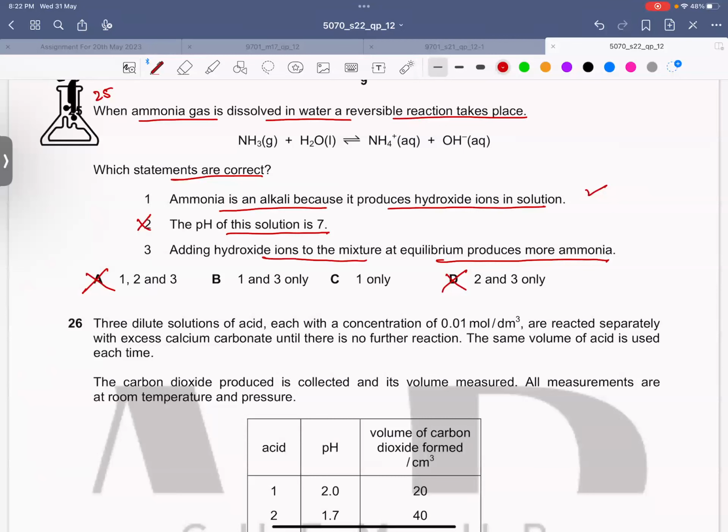Adding hydroxide ions to the mixture at equilibrium produces more ammonia. Yes, sir. Yes, because we are adding hydroxide ions, the concentration of hydroxide ions increases, so the equilibrium shifts towards the left. So 1 and 3 are correct, C goes wrong, and D is our correct answer.